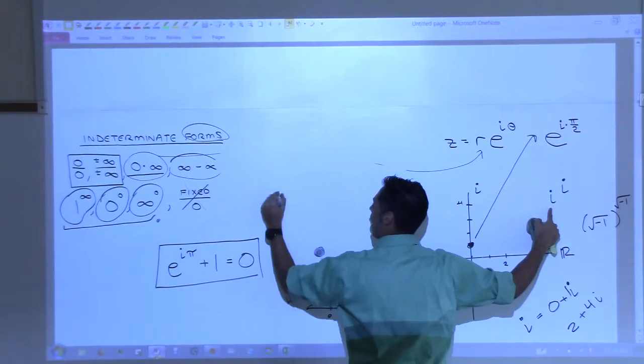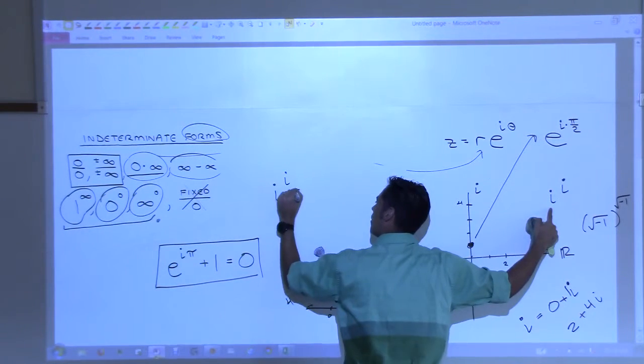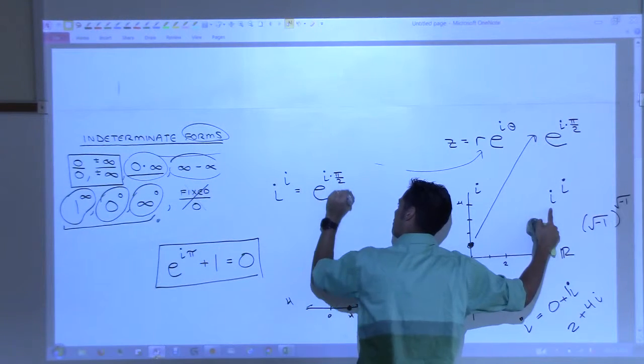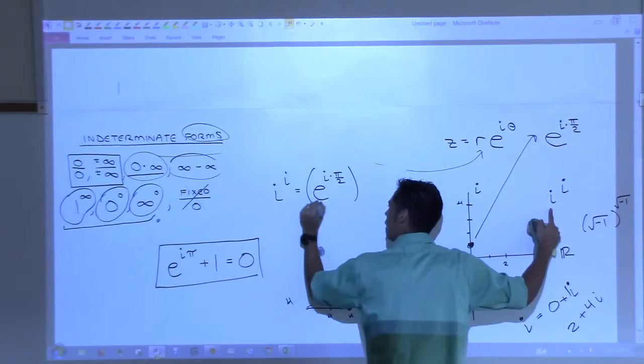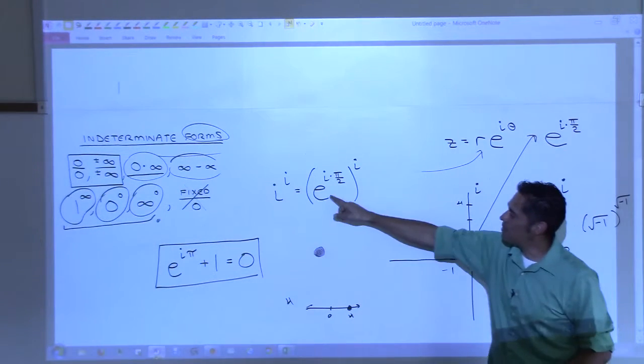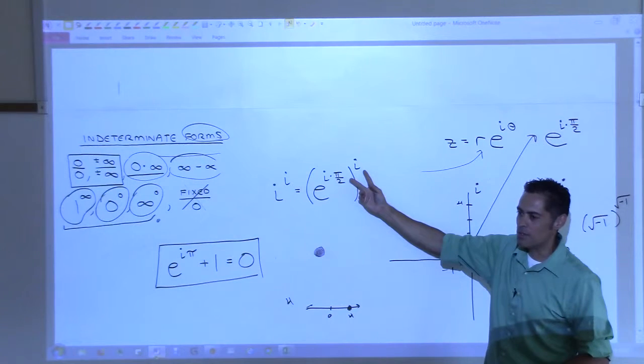I'm going to take this right here, i to the i, and I'm going to rewrite it as e to the i times pi over 2. That's what i is, right? Raised to the i. Agreed? Yes. Now, when you take something and raise it to a power, what do you do to these powers?